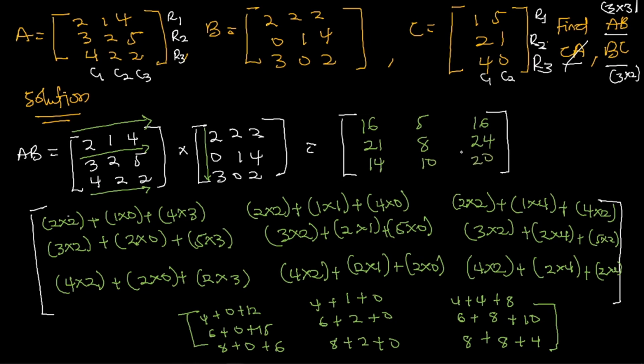So this is our answer for multiplying A and B, which is a 3 by 3 matrix, and the answer we are getting is also a 3 by 3 matrix, because it has row 1, row 2, row 3, and then column 1, column 2, and column 3, as we expect from the beginning. So let's find BC, which is going to be a 3 by 2 matrix.